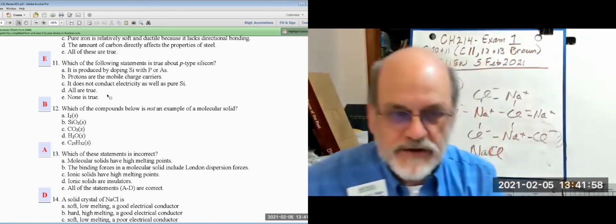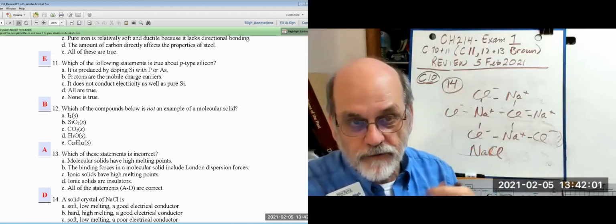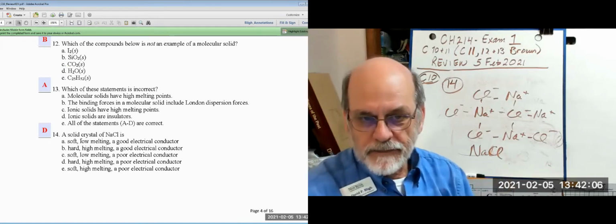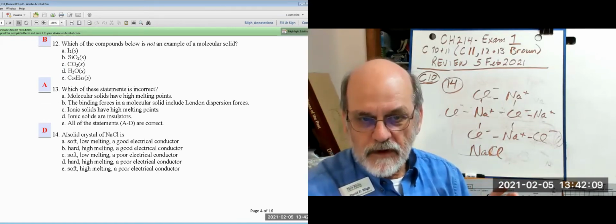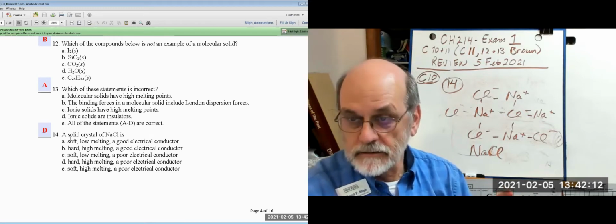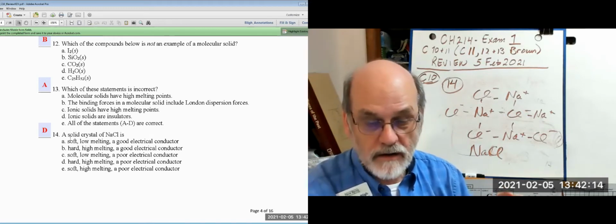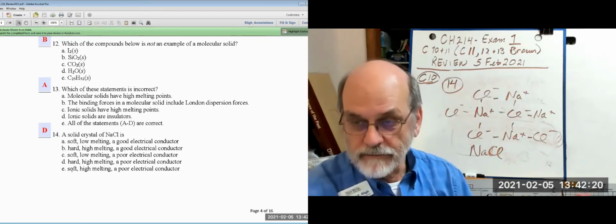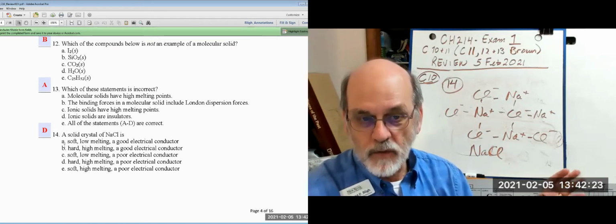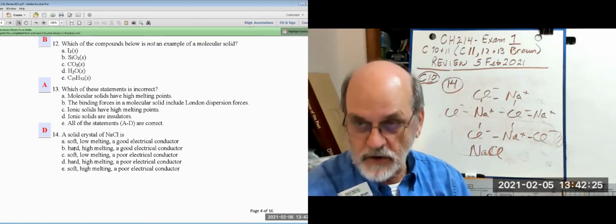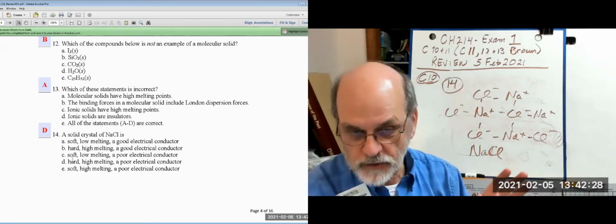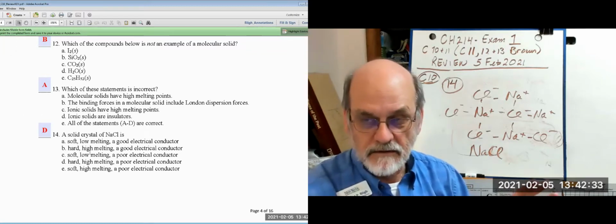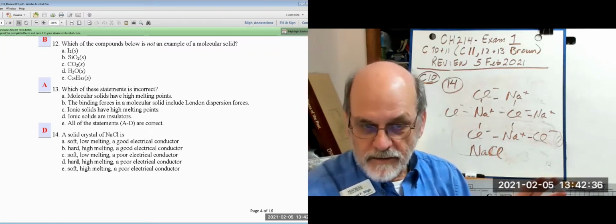So what does that lead us to as far as the conclusions we draw from 14? Is it true? Solid crystal of sodium chloride is soft. No, it's not. It's hard. So A, C, and E are gone. We have to choose between B and D because the crystals are hard. High melting point. Is that true? Yes, indeed. Very high melting point. B and D are still possible.